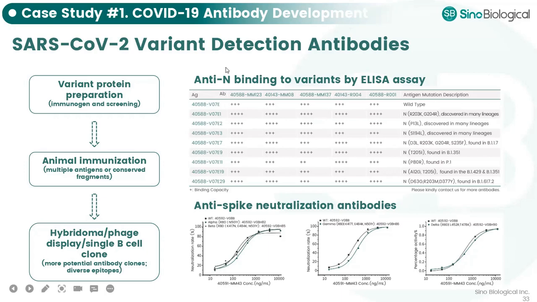This is an example of anti-N antibody development. Several anti-N antibodies are able to recognize the variants in ELISA assays. And for the anti-spike antibodies, we focus on neutralization function, and they are able to neutralize different variants of the spike.